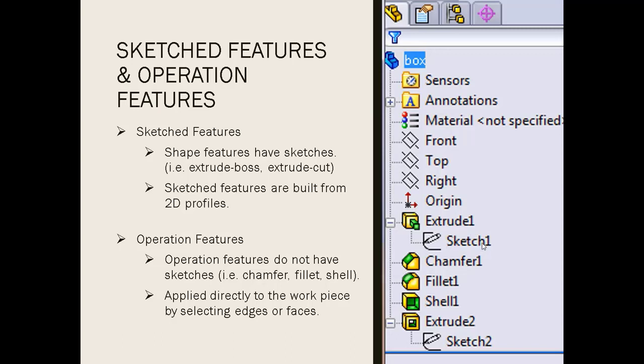Now we have our operation features. They do not have to have a sketch. So these are chamfers, fillets, shells. They're applied directly to the workpiece by selecting your edges or your faces. They are listed as well on your feature tree manager, but you'll notice they do not have a drop-down arrow because there's no sketch needed to create them like there are for the extrudes. So keep in mind, a sketch feature has to have a 2D profile. An operation feature is just applied directly to the work.